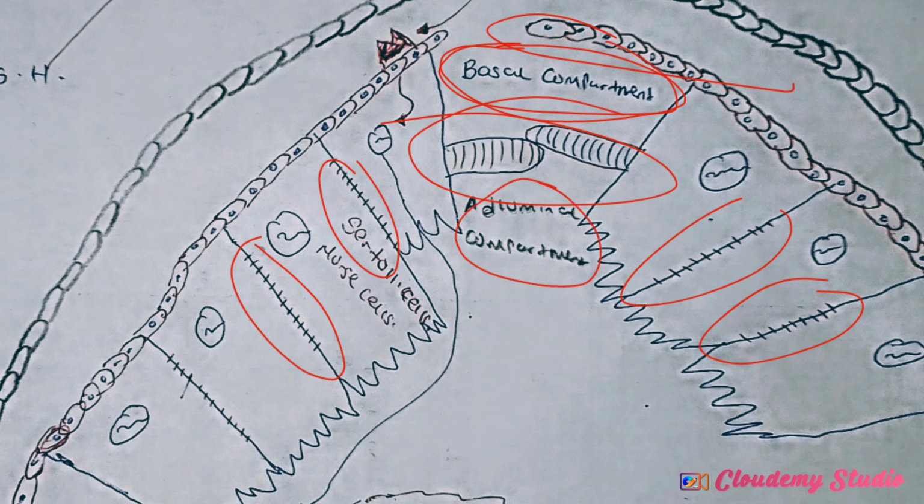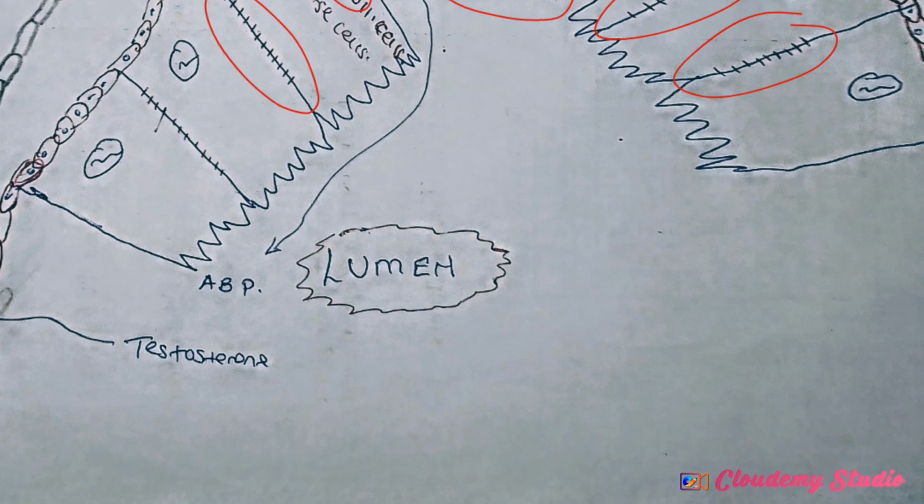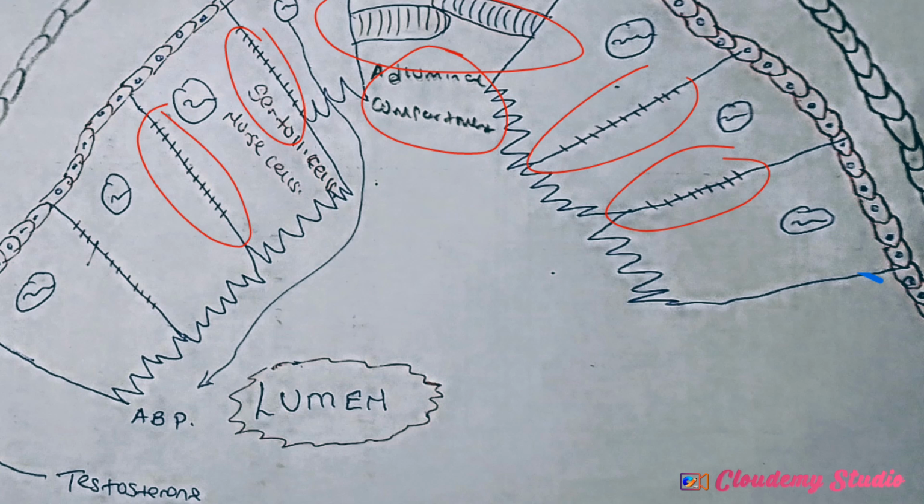The reason why we call this one the basal compartment is because it's closer to the basal lamina. And the reason why we call this one the adluminal compartment is because it is closer to the lumen. So look at this empty space here. This is the lumen. Can you see? I've indicated it here. That is the lumen, and that is where spermatogenesis occurs.